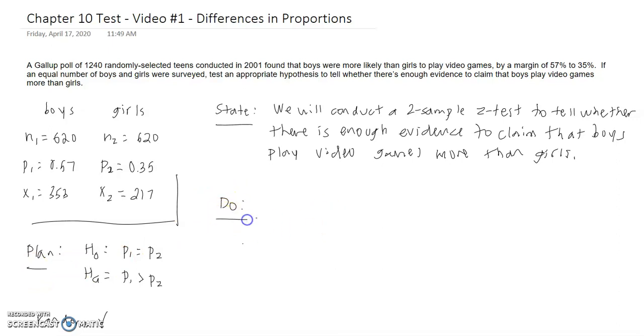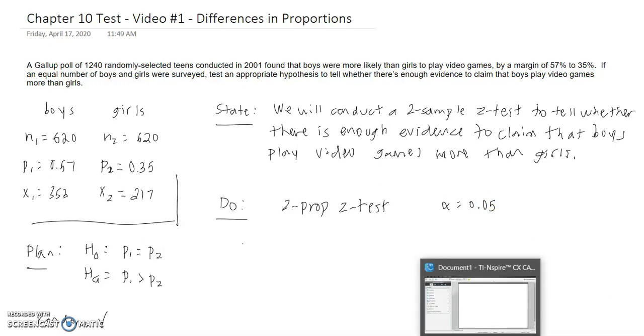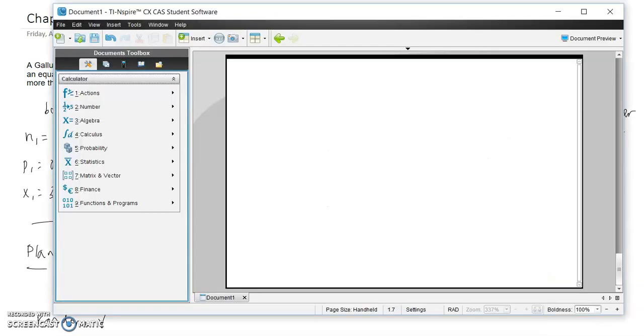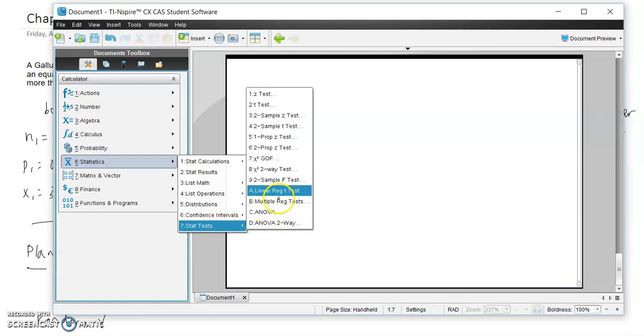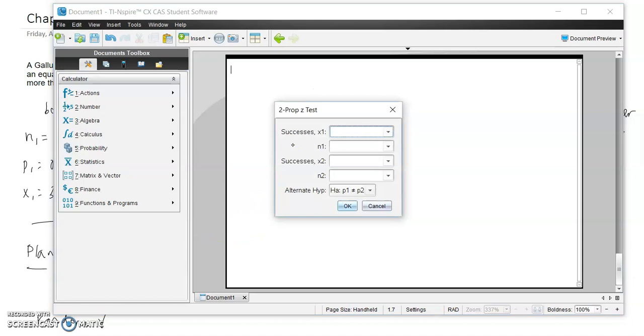So after checking the conditions and stating our hypotheses, we are going to actually conduct our study. So we'll be doing a two-proportion, or two prop z-test. And we'll be working with an alpha level of 0.05 today after considering our p-value. Come back to that later. So if we open up our Inspire and we go to statistics, stats test, and our two prop z-test, we're going to enter our successes for the boys, which is going to be 353, our sample size of 620, and then 217 successes for the girls and 620 as well.